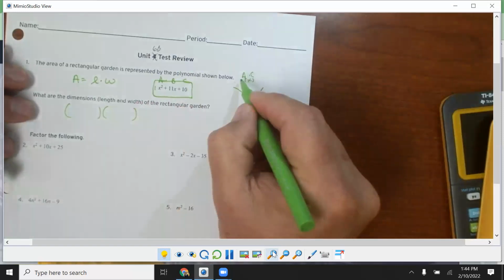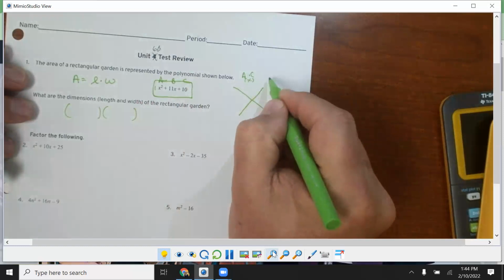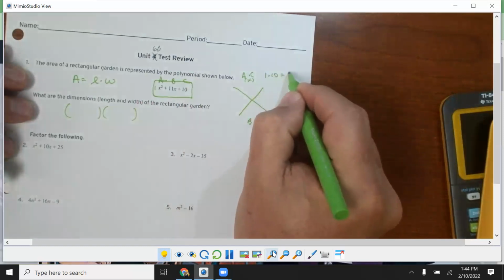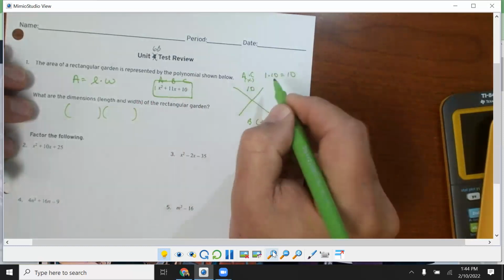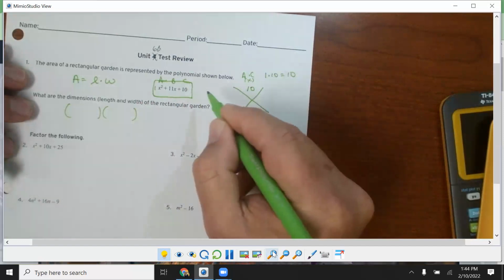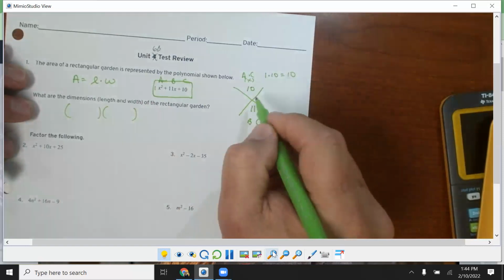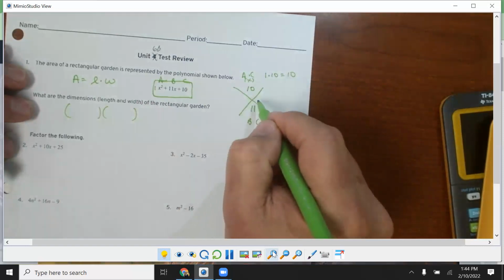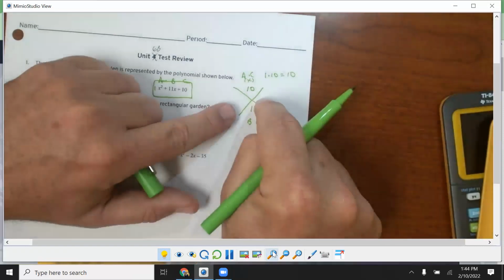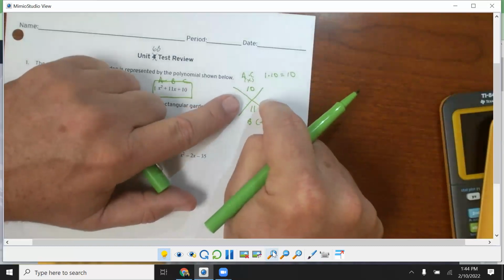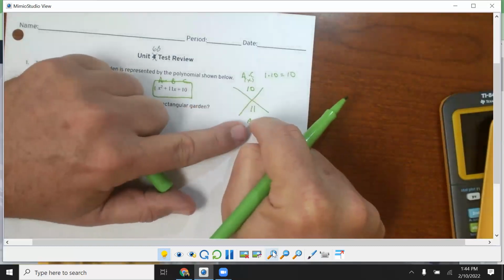All right, so if I want to multiply A and the C, that's 1 times 10, which is 10. So my number here is 10. My B value is 11. All right, so put 11 there. So now we're looking for two numbers that when I multiply them, I get 10, but when I add them, I get 11.